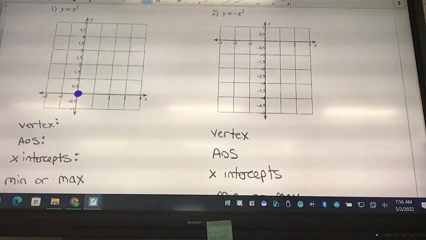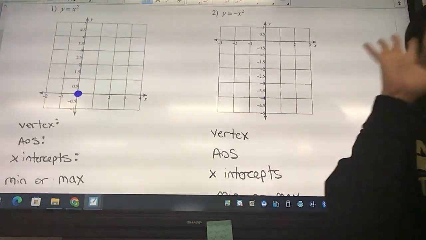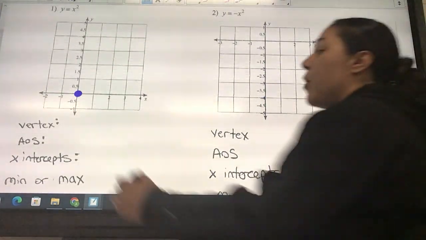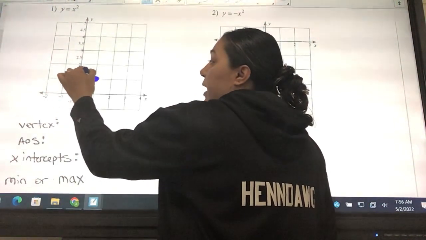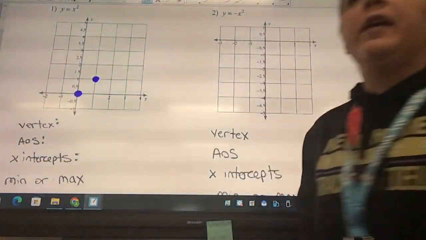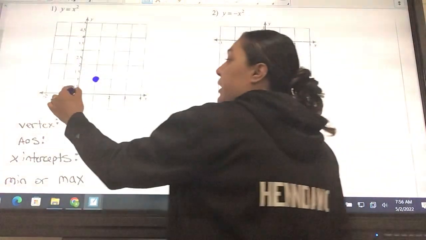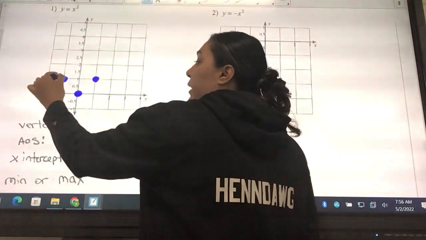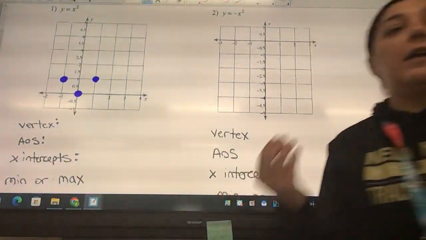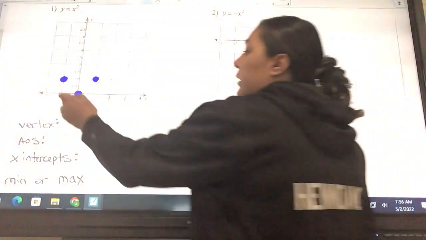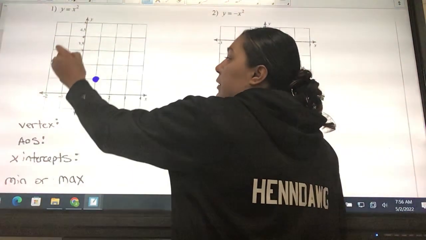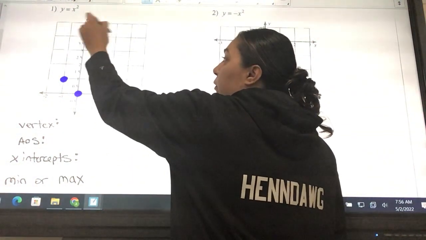To get the second set of points, because on all these you're going to plot 5 points, from this point you go up 1 and over 1, and you're going to put a dot. And you're going to do the same thing on the other side. From the vertex, you go up 1, over 1 the other way. We need to make that U or that V shape. Now, from the vertex, you go up 4, 1, 2, 3, 4, over 2.